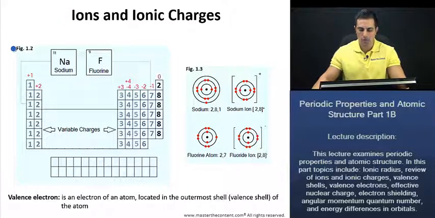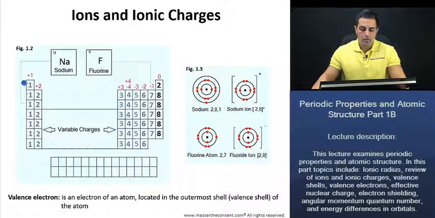Looking here at figure 1.2, as we see here, the elements on the periodic table all have partially filled outermost shells except for our noble gases. Now, group 1 is going to have one valence electron in its outermost shell. And what is a valence electron? Let's do a quick definition here, and then we'll get back to our slide. A valence electron is an electron of an atom located in the outermost shell, the valence shell of the atom.